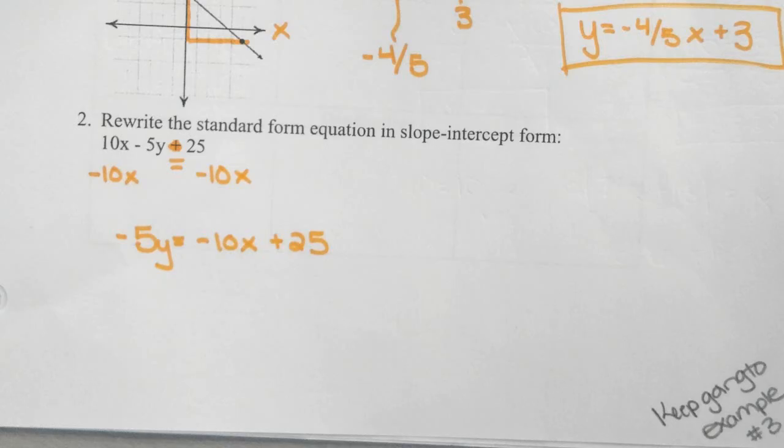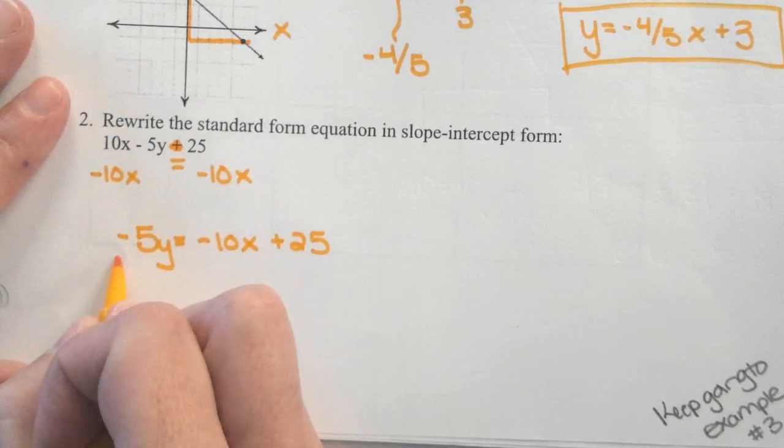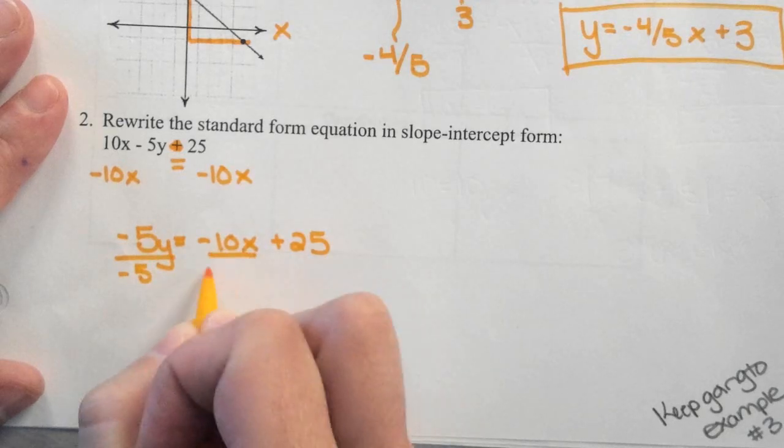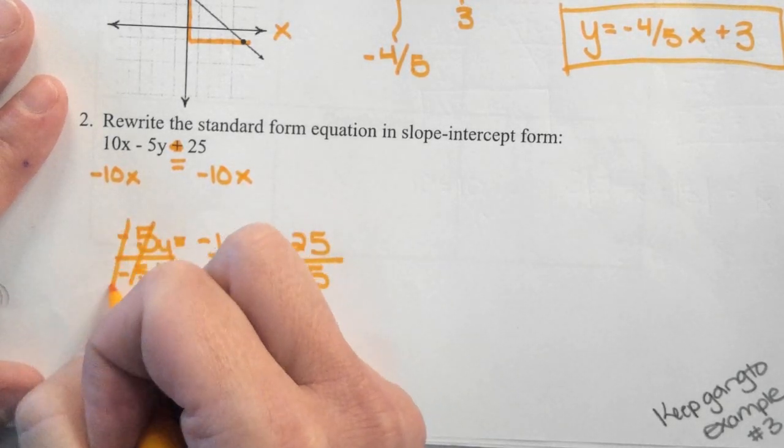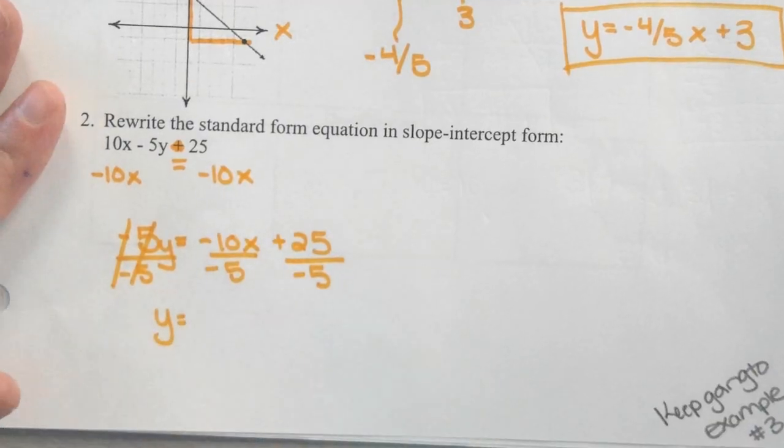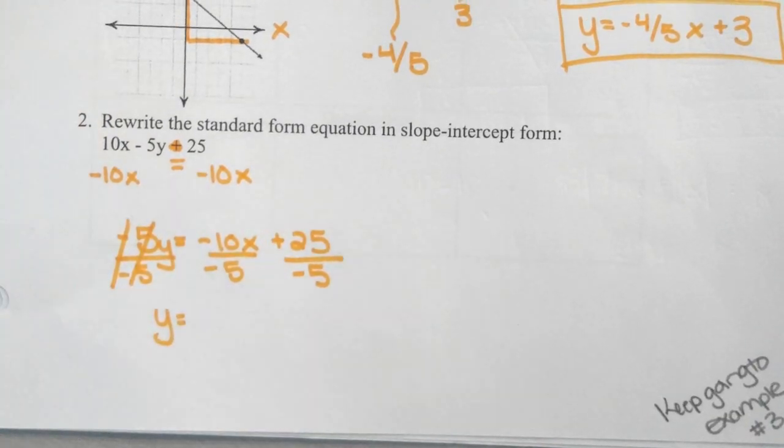Now, y is almost alone, but not quite. It still has a negative 5 with it. How can I remove the negative 5? Yeah, let's divide everything through by negative 5. Okay, and again, remember to divide everything. You can't pick and choose and say, oh, I'll divide you, but not you. Remember, it has to be everything because it's an equation.